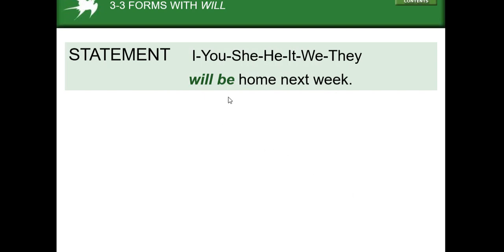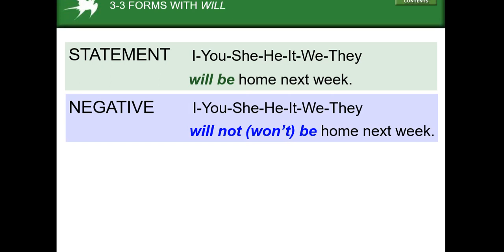Statement. I, you, she, he, it, we, they will be home next week. What are some common expressions that we use to refer to future? Okay, remember that. Next week, next month, tomorrow, the day after tomorrow, next year, tonight, and so on, okay? Negative is the same. You have to put the word not after the auxiliary will. I will not be home next week.